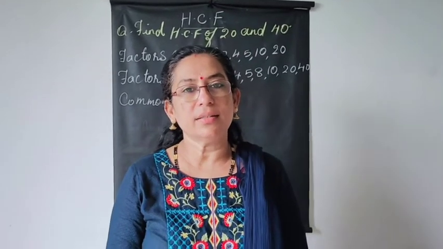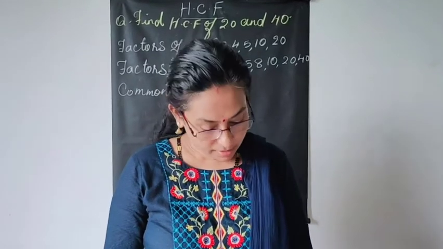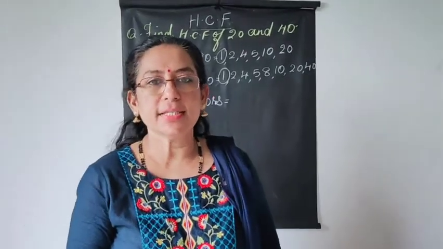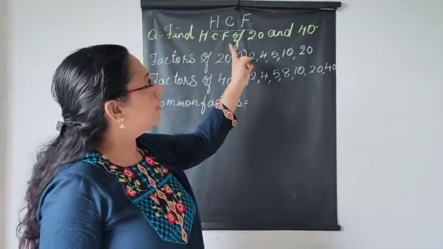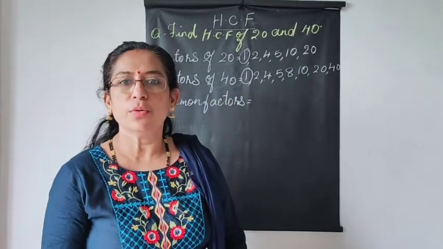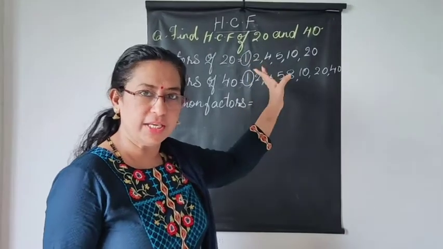One is the common factor method, the second one is the prime factorization method, and the third one is the long division method. Okay students, see one example. I have written: find HCF of 20 and 40. Using all these three methods, we will find out HCF of 20 and 40.